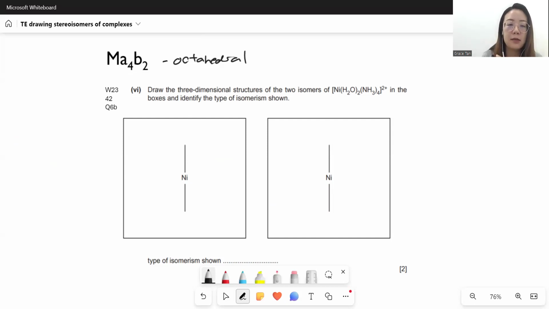So let's look at this particular question taken from winter 23. They've given you nickel with a diaqua and tetraamine. So you want to focus on the one that is 2. And in this case, your aqua is the 2 that you're going to focus on. So your 2 aqua can align in a cis or a trans format. So first, we want to draw the basic structure of an octahedral and draw it in 3D.